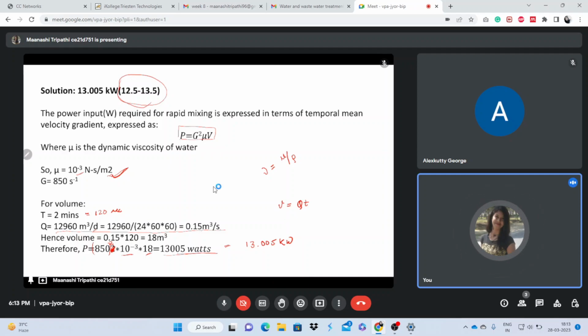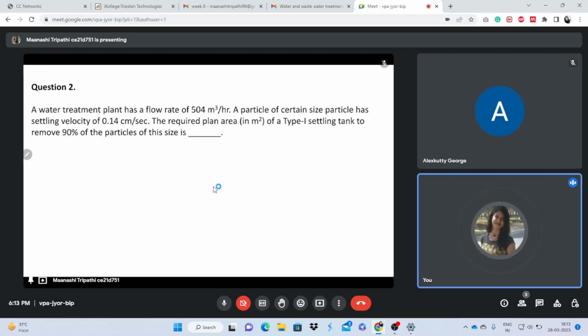Coming towards the next question. A water treatment plant has a flow rate of 504 meter cube per hour. This is Q.